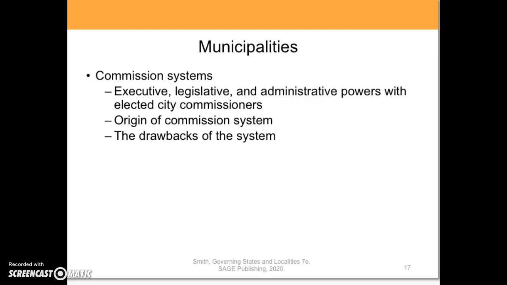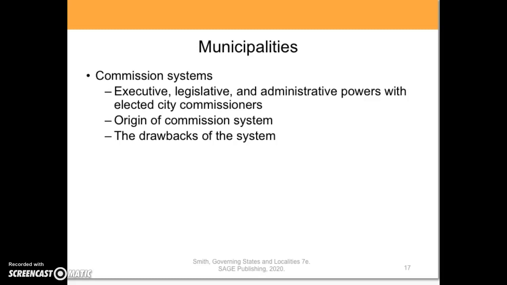The commission system, I'm not going to spend too much time on this, but this originated in Galveston, Texas in the early 1900s. Galveston had suffered a devastating hurricane that killed thousands, with the city in ruins. The existing city government proved ineffective in dealing with the aftermath of this disaster. In response, the Texas legislature approved a completely new form of municipal government, the commission system, to try and deal with the huge task of rebuilding the city.